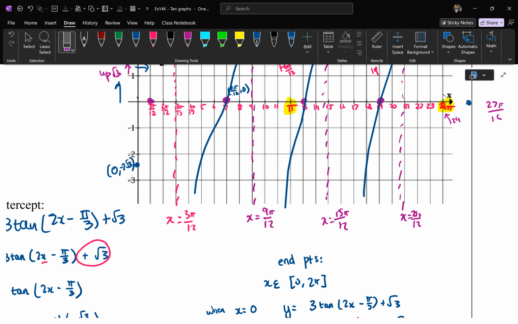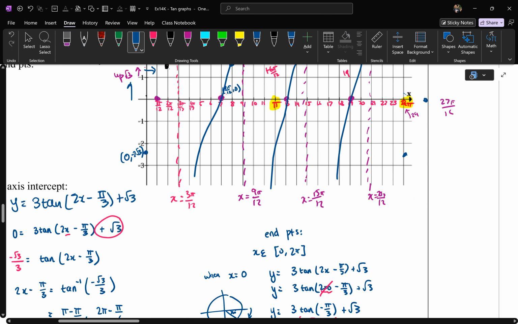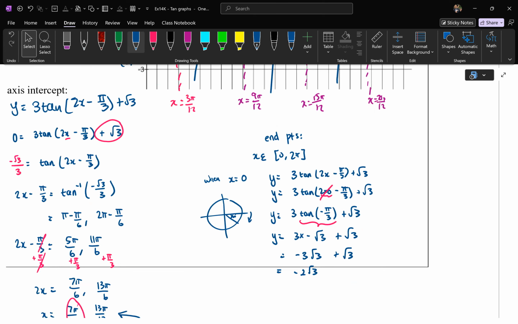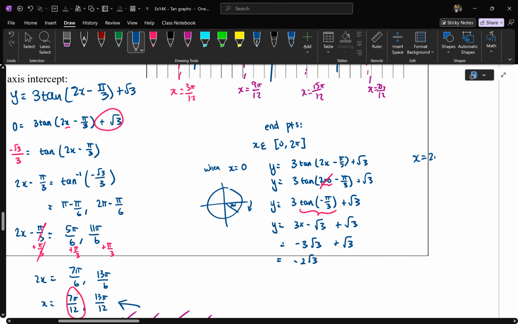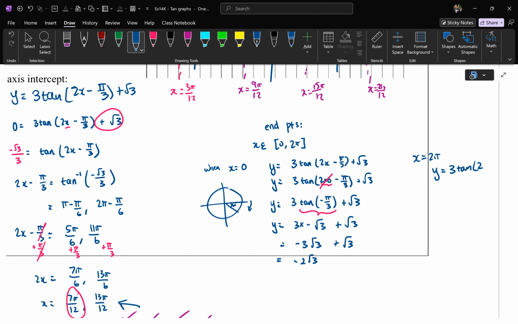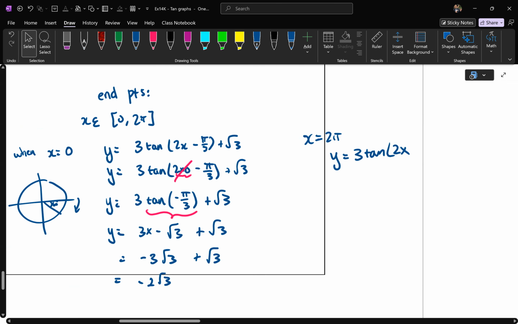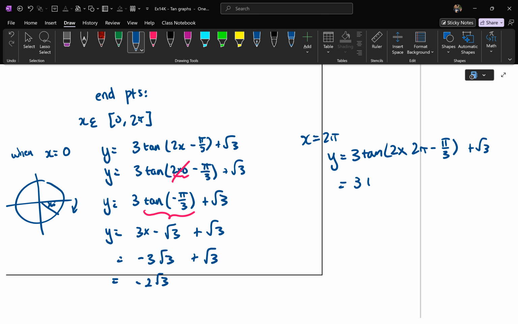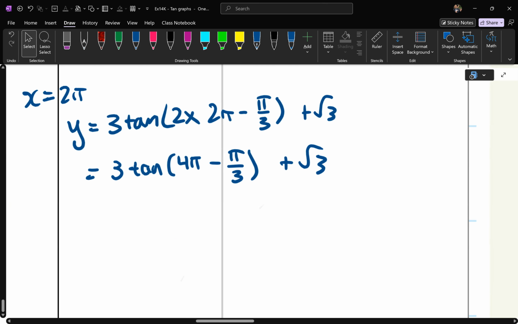Now you've got to work out this side, 2 pi. Even though I technically know it's likely the same because of the period and all that. But let's work it out. X equals 2 pi. Same thing. y equals 3 tan of 2 times 2 pi minus pi on 3 plus root 3. That's the same thing as saying 3 tan of 4 pi minus pi on 3 plus root 3.